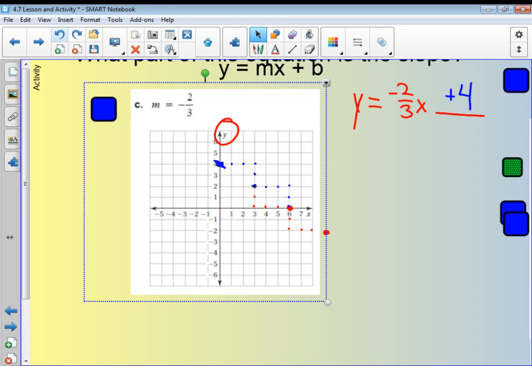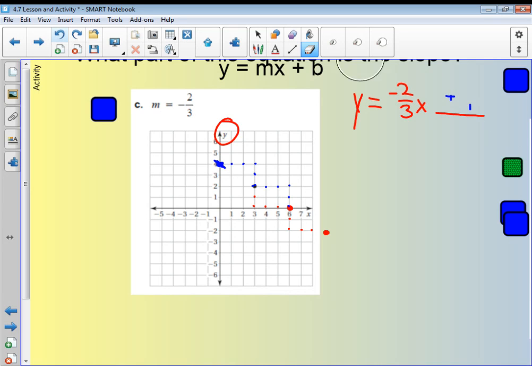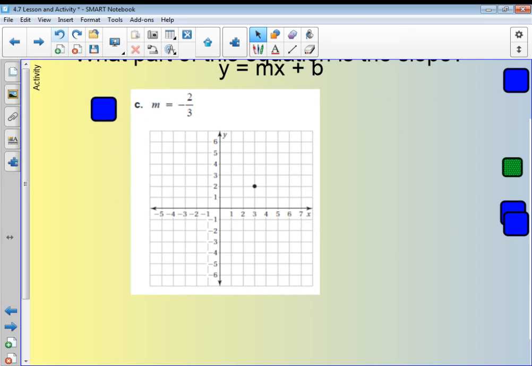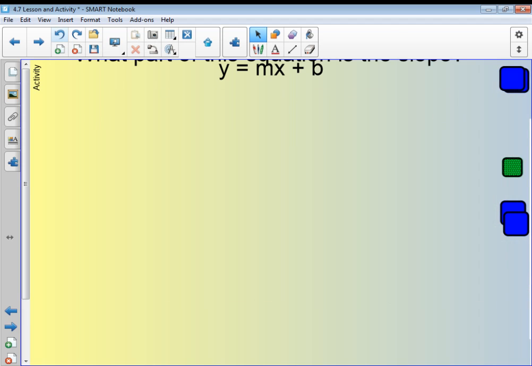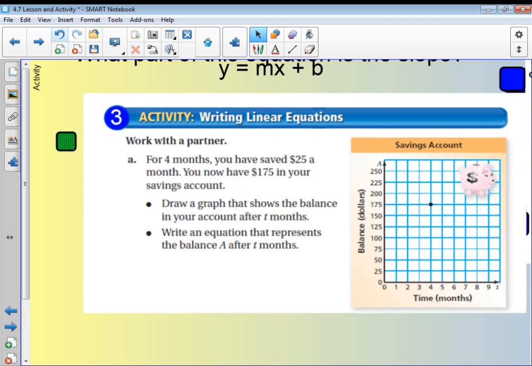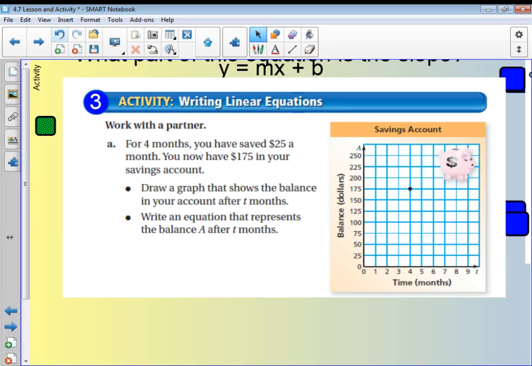So we're going to go ahead and move on to activity 3, which was working with a story problem. So you guys can bypass activity 2. And this is our activity 3. So it says writing a linear equation. So here they're giving us a story problem. It says for 4 months you have saved $25 a month. You now have $175 in your savings account. Draw a graph that shows the balance in your account after T months. Write an equation that represents the balance A after T months.